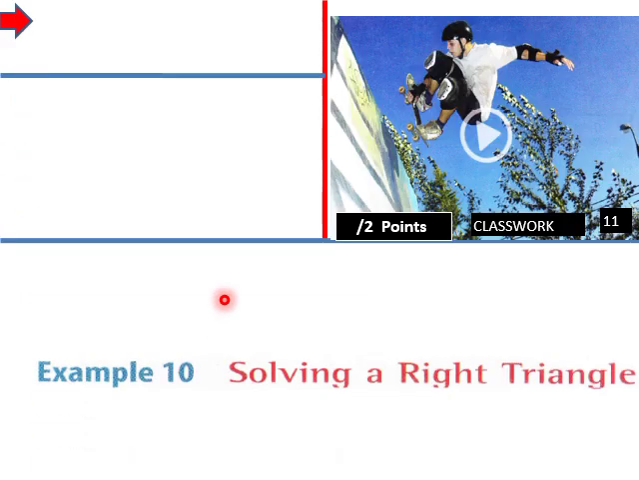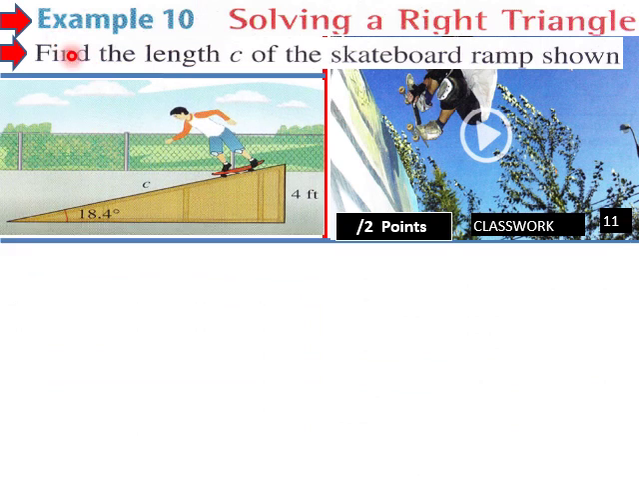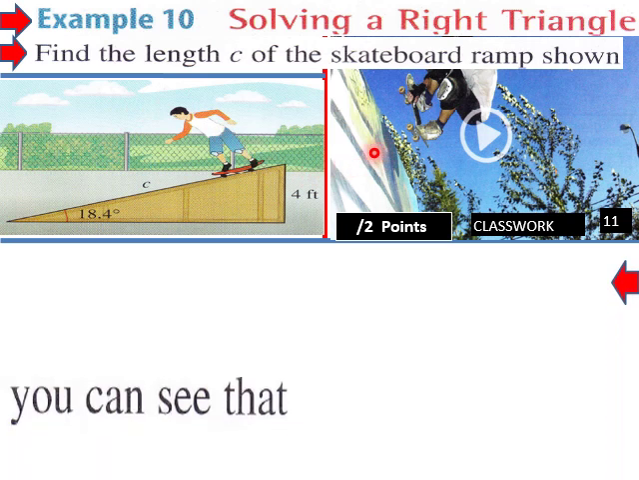Okay, let's go into another example here. Solving another right triangle. Find the length C here. So again, this is our hypotenuse here on a right triangle. Here is our right triangle. We got 4 feet here of height, and we got 18.4 degrees here on this angle over here. Find the length C of the skateboard ramp shown.